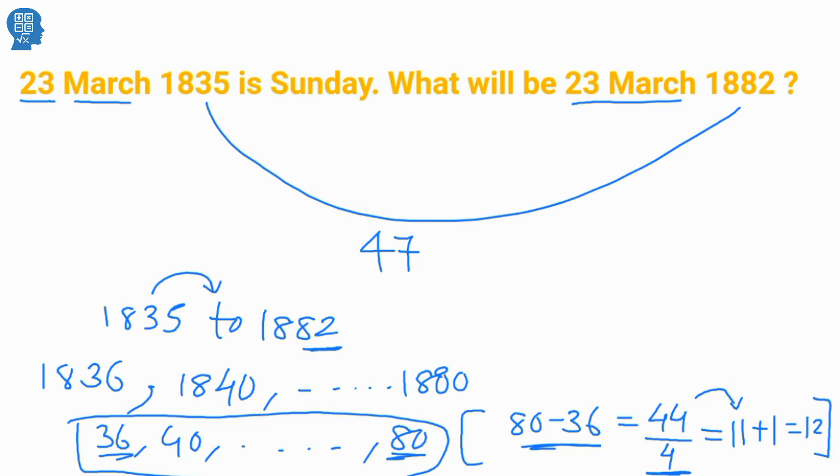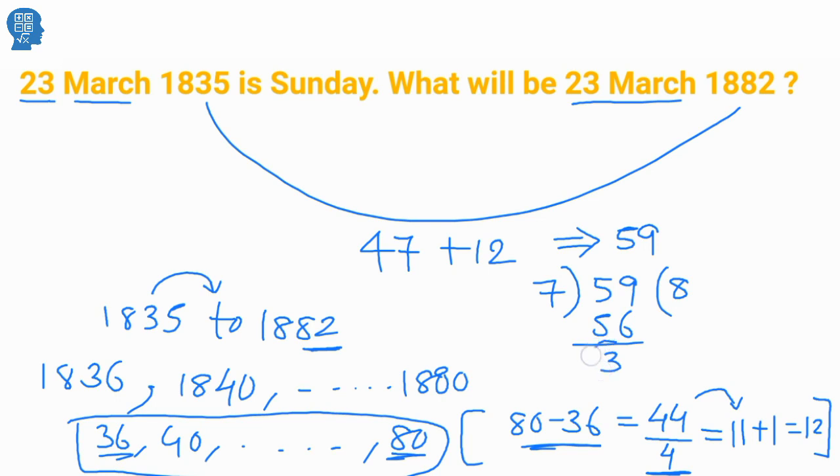So we have 12 leap years, just add 12. So 47 plus 12 gives you 59. To find the number of odd days in 59 days, we just have to divide by 7. 7 8s are 56, so we have 3 odd days. Once you get the number of odd days, that will be added to the given day.